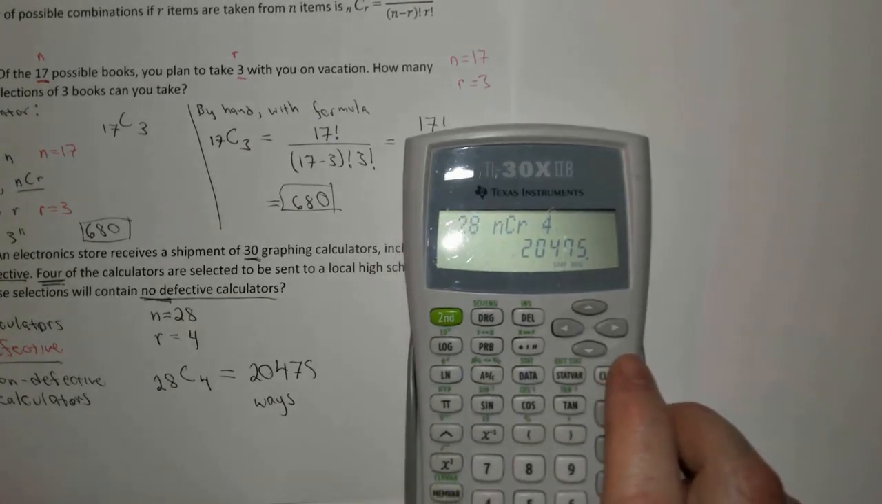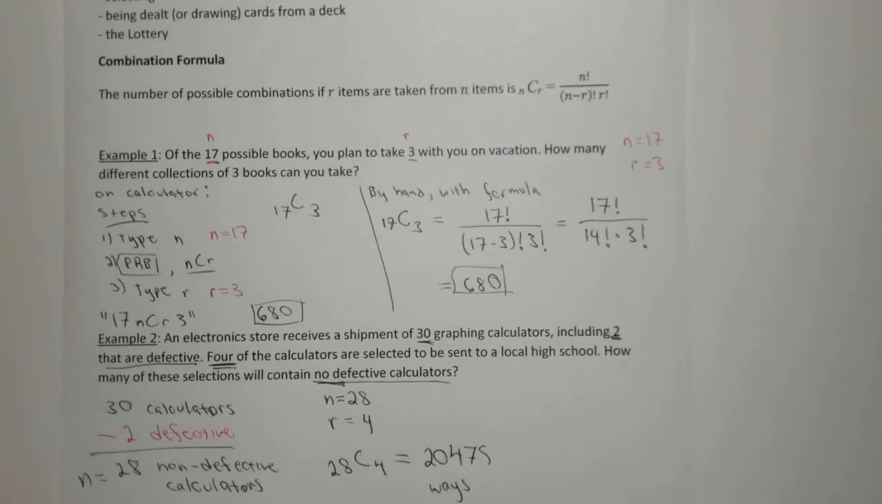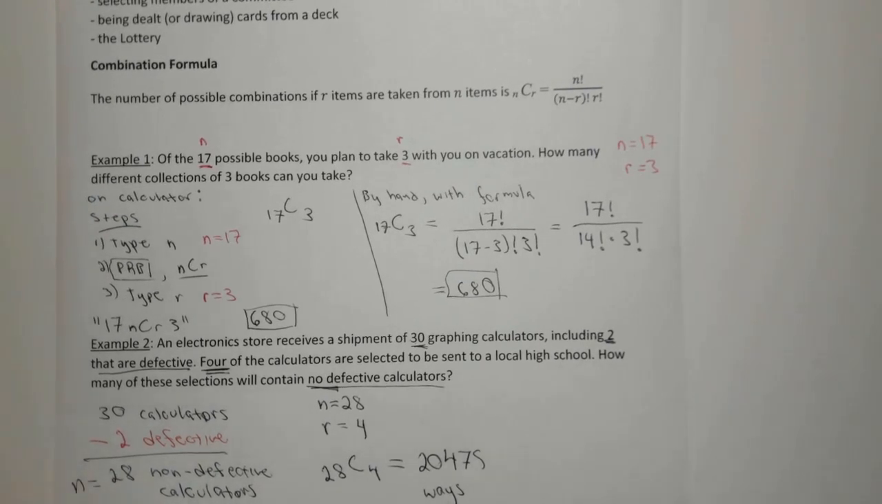All right. The examples you'll see in the homework are very similar to these. Some will be easy like that. Some will be more complicated. But the important thing is to read the question, read it again, pick out the N and R, and then use that to solve the problem.